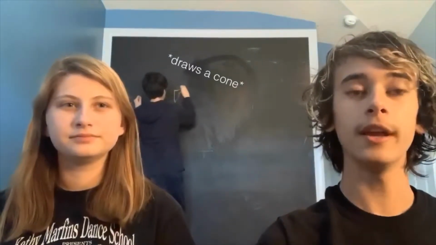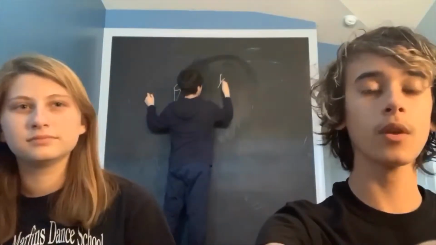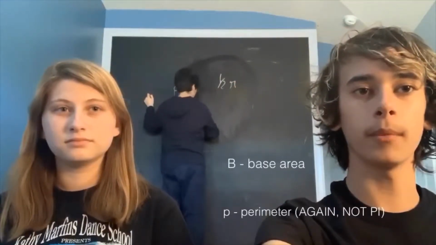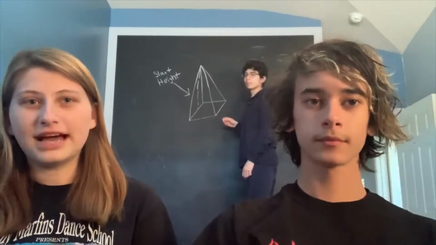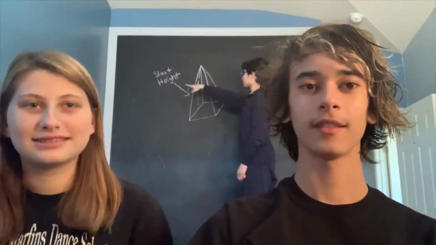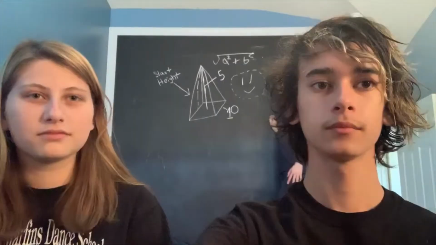Next is the surface area of pyramids and cones. Starting with pyramids, the surface area equation is 1/2 p times slant height plus b, with b being the base area and p being the perimeter of the base. The dashed line that Jesse is pointing to is the slant height. You can get the slant height by using the real height and half the base length and use Pythagorean theorem.